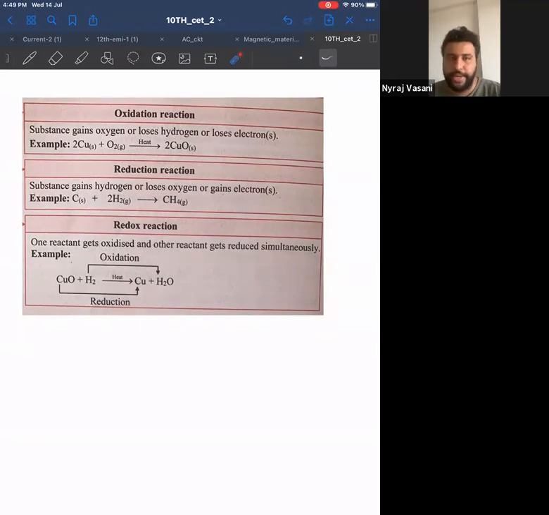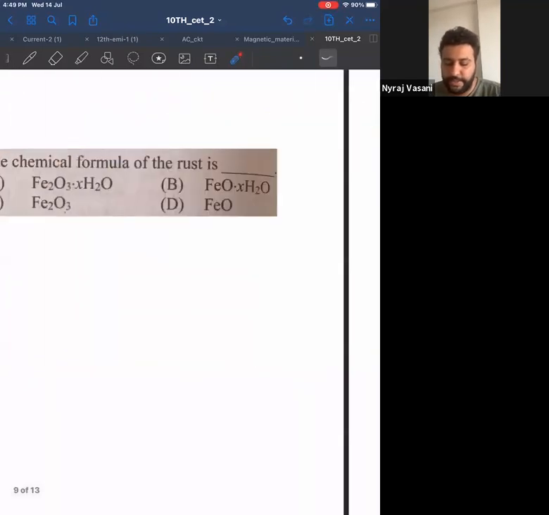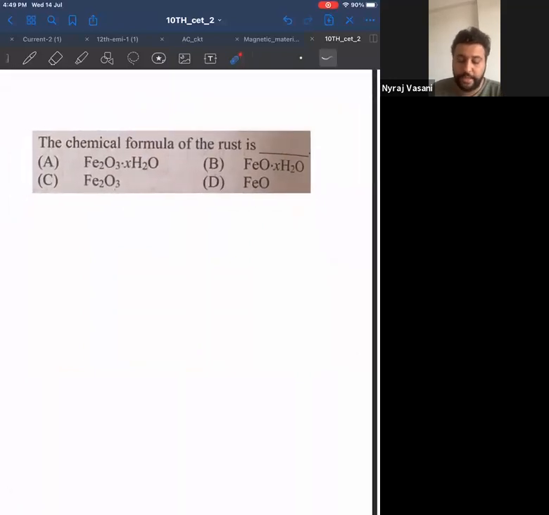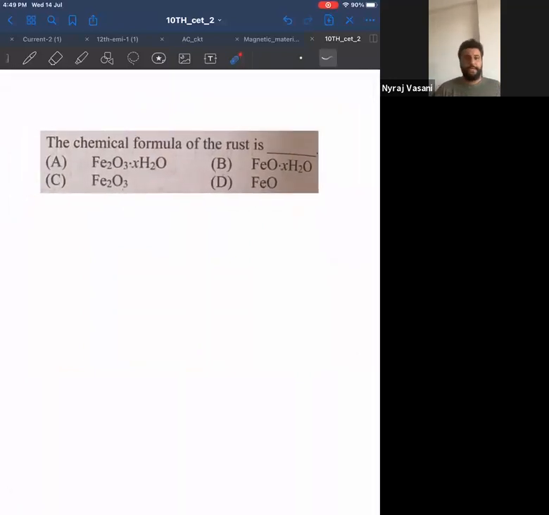Okay. Now I'll go to the next MCQ. Please try to answer this. Another common question. Start answering. What is the chemical formula for rust? Another very common question and a very simple question also. I got an answer from Sarthi, Megha. I'll give you 1 minute. Please try to answer.